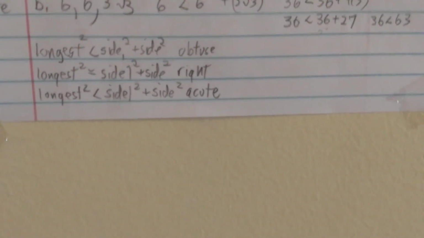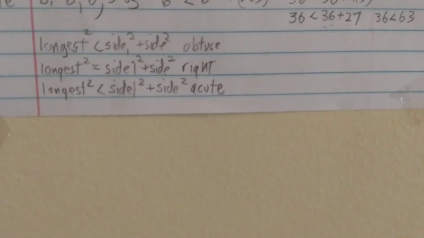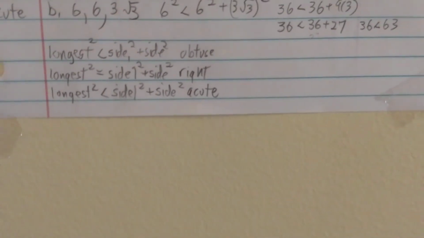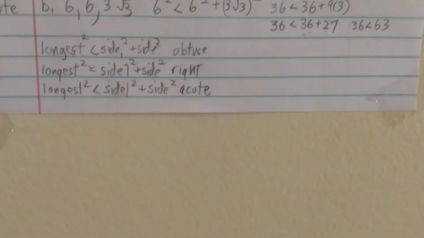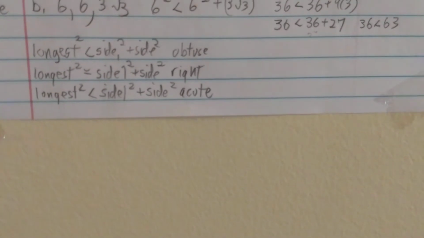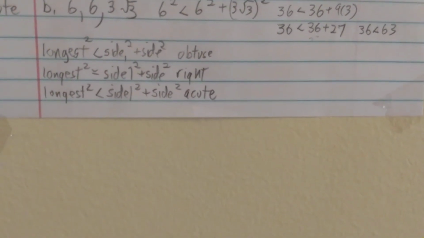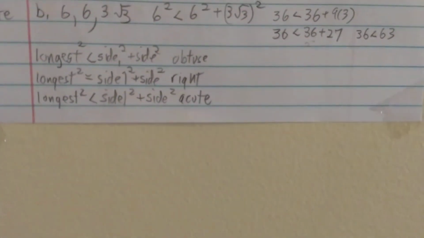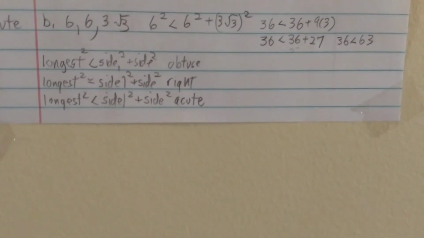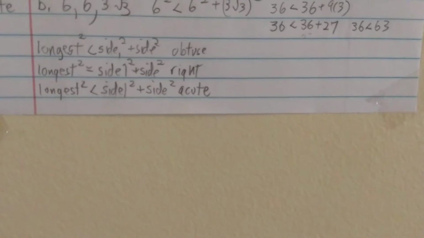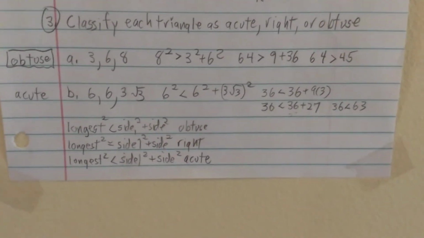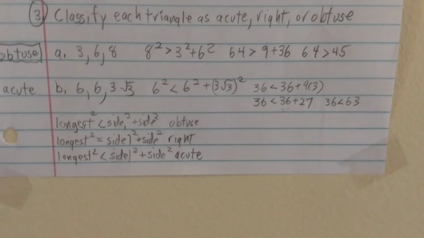Now remember, the right triangle formula, of course, is if the longest side squared equals side 1 squared plus side 2 squared. We know that one. So then if the longest squared is less than side 1 squared plus side 2 squared, that makes it acute, and that makes sense. So the longest is greater than for obtuse, equal for right, and less than for acute. So let's look at our two examples here. So 3, 6, 8.